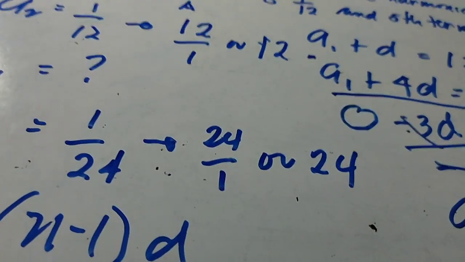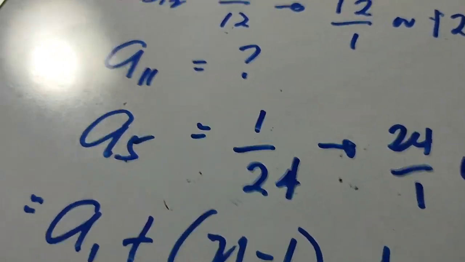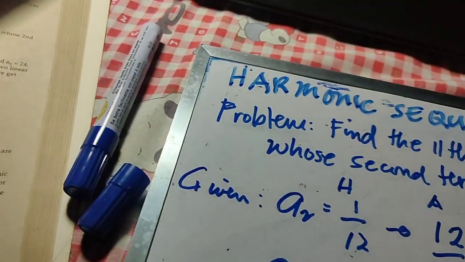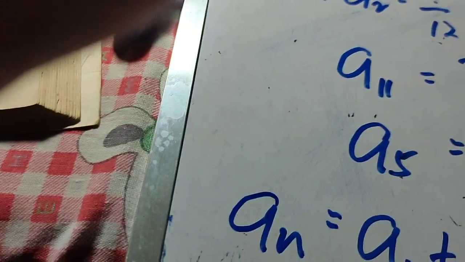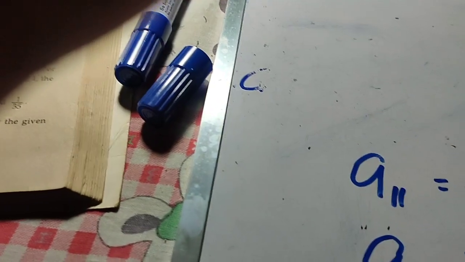Now, let us try to erase this portion here so that we can move to the next part of the solution, because we are going to find the term that is marked as our unknown, a sub 11.